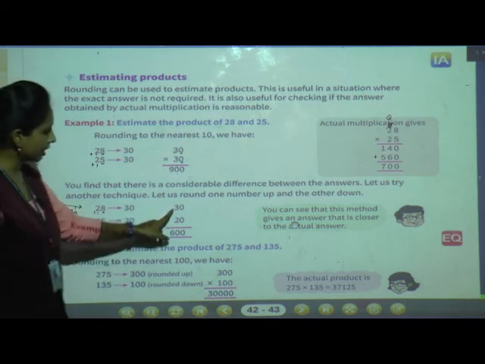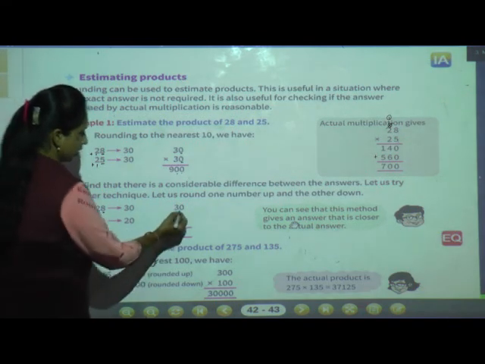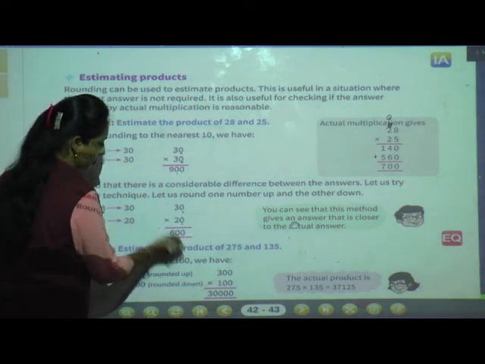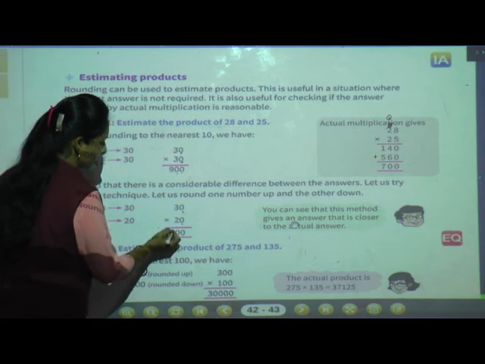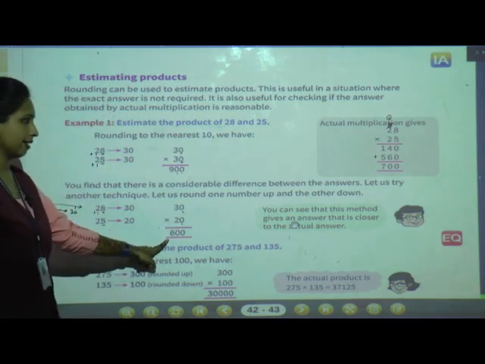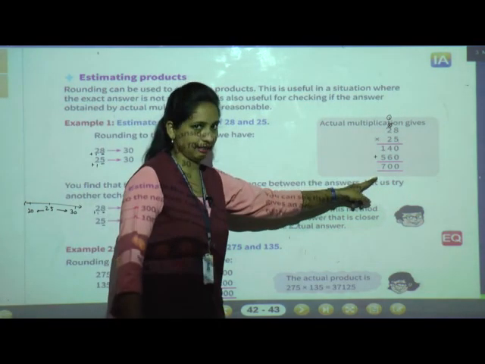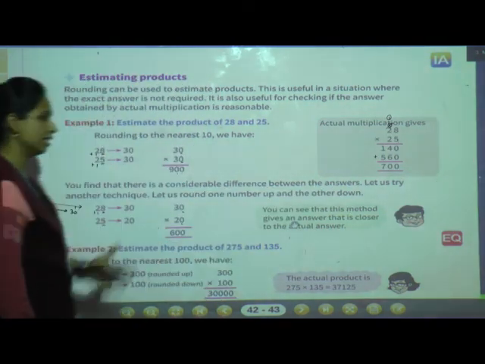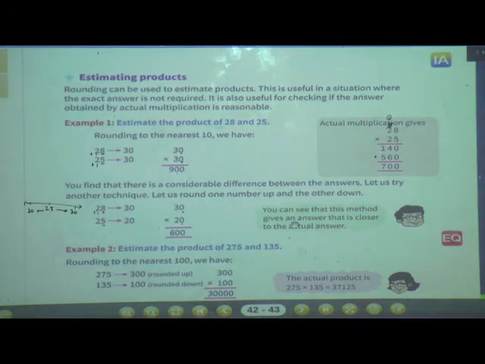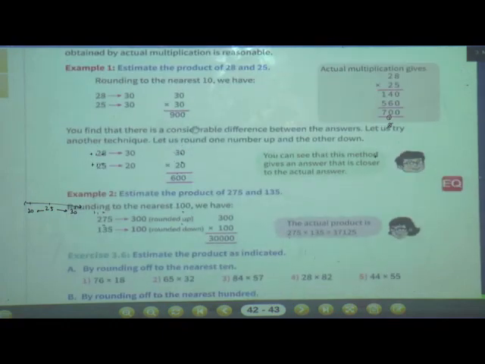So when I multiply 30 multiplied by 20, see, 0, 0, two zeros, write two zeros as it is, and 3 2s are 6, 600 and 700. See, it is a little nearer. Are you getting it? So what we have done here, now you can see that this method gives an answer that is closer to the actual number, isn't it?